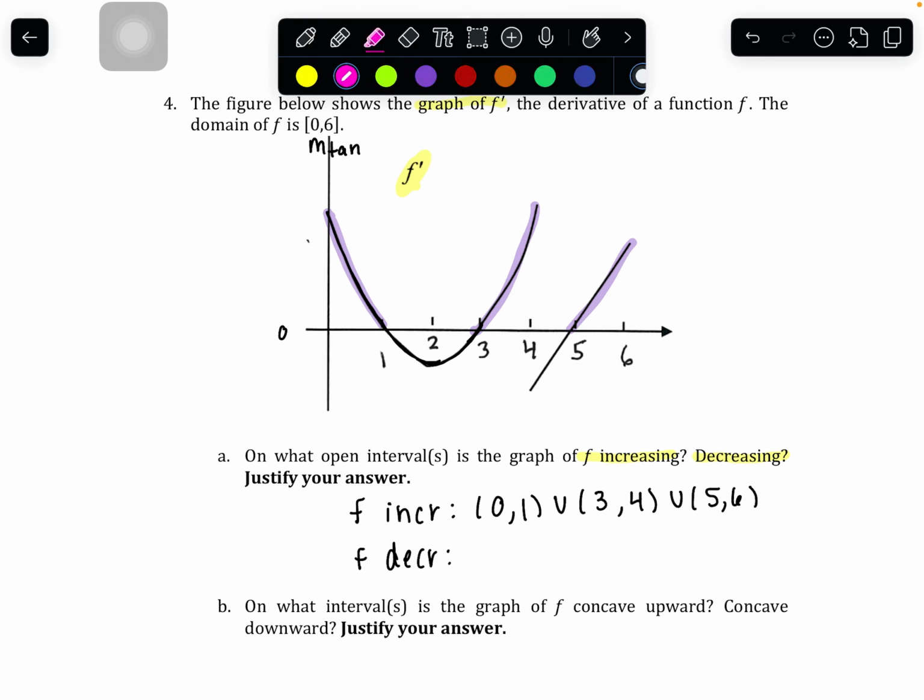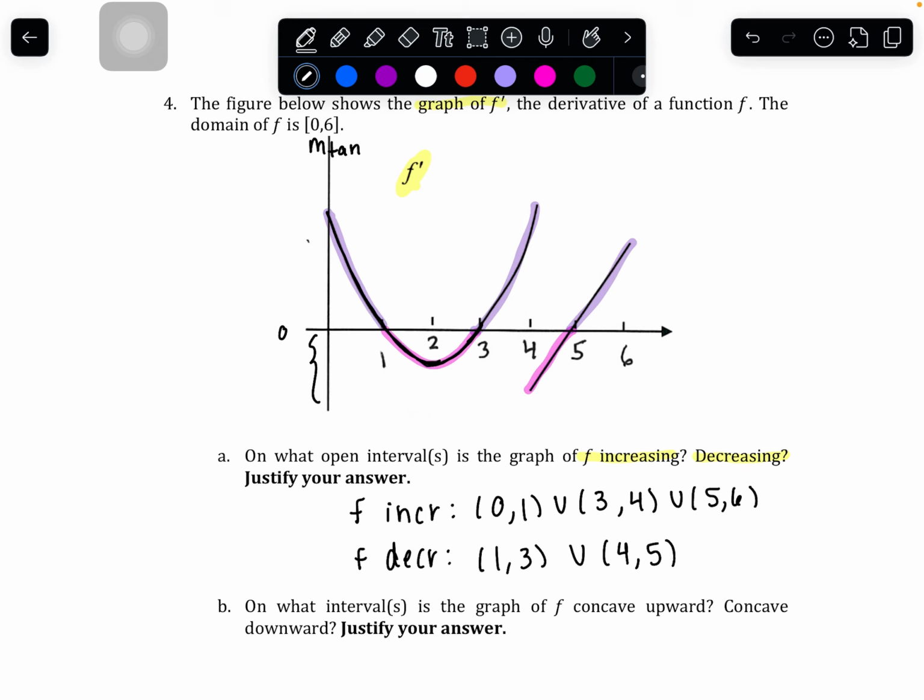That means our other intervals of decreasing are going to happen here and here. Again, these are tangent lines, and we're just looking for the magnitude. These are all below the x-axis. These are all negative values. Think about when you do your first derivative test. You're plugging it in. Those are negative. So decreasing, we're going to have from 1 to 3, as well as from 4 to 5.